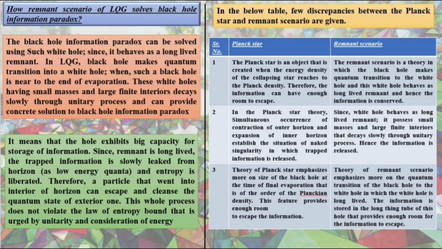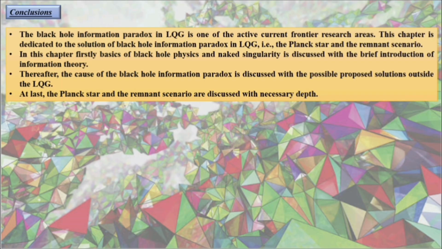The theory of the Planck star emphasizes more on the size of the black hole at the time of final evaporation, that is of the order of Planckian density. This feature provides enough room for the information to escape. While the theory of the remnant scenario emphasizes more on the quantum transition of the black hole to the white hole, in which the white hole is long-lived. The information is stored in the long thin tube of this hole, which provides enough room for the information to escape. So these are the conclusions of this lecture.